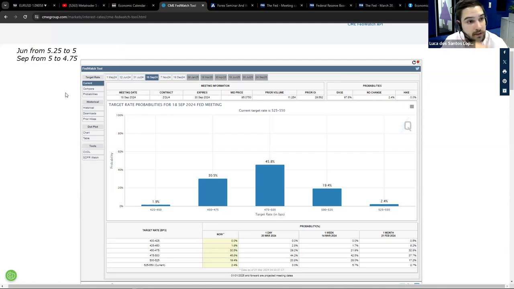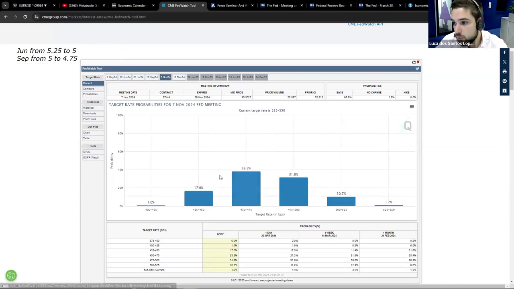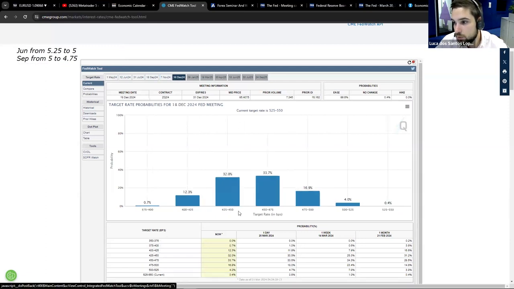If the ECB doesn't cut and the US dollar cuts, euro dollar goes to the moon. This is how the economy works. And then in November, remember we are right now at 4.75. November will maintain the same target, and then in December they will cut.